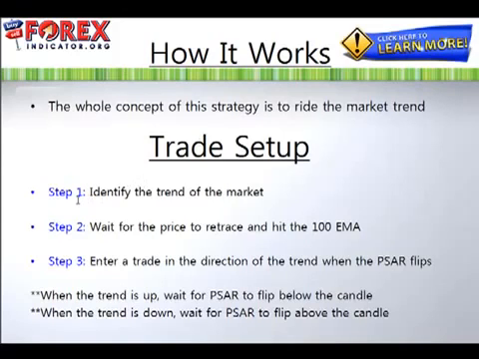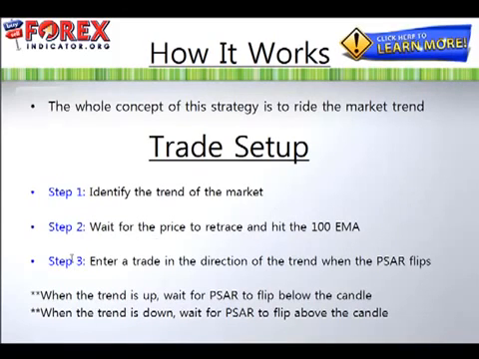So step one is to identify the trend of the market, which we have done using either the EMAs or the software. Step two is to wait for the price to retrace and hit the 100 EMA. This is a very important point. The price has to retrace and hit the 100 EMA, and then we enter a trade in the direction of the trend when the PSAR flips. Do note that when the trend is up, we wait for the parabolic SAR to flip below the candle to enter a buy trade. When the trend is down, we wait for the parabolic SAR to flip above the candle to enter a short trade.